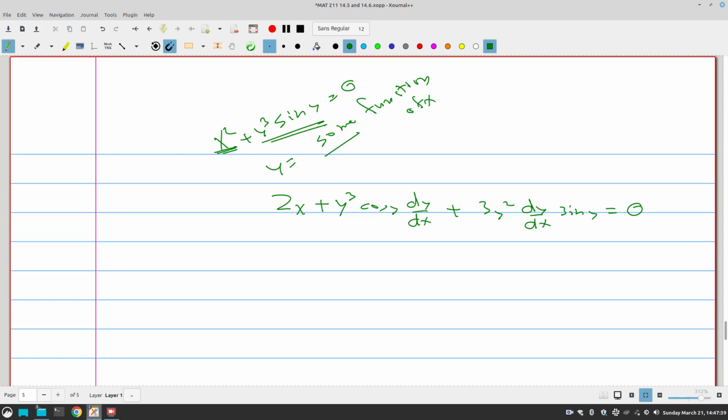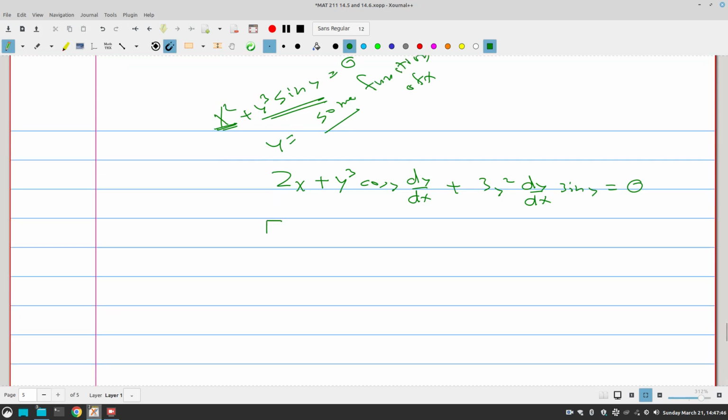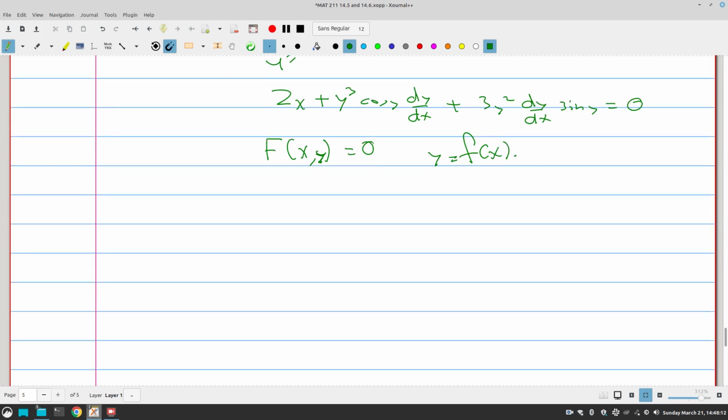Let capital F be a function of x and y, and we have something along these lines: F of x, y equals 0, and y is some function of x. If we were to draw a diagram for this, you would have something along these lines.